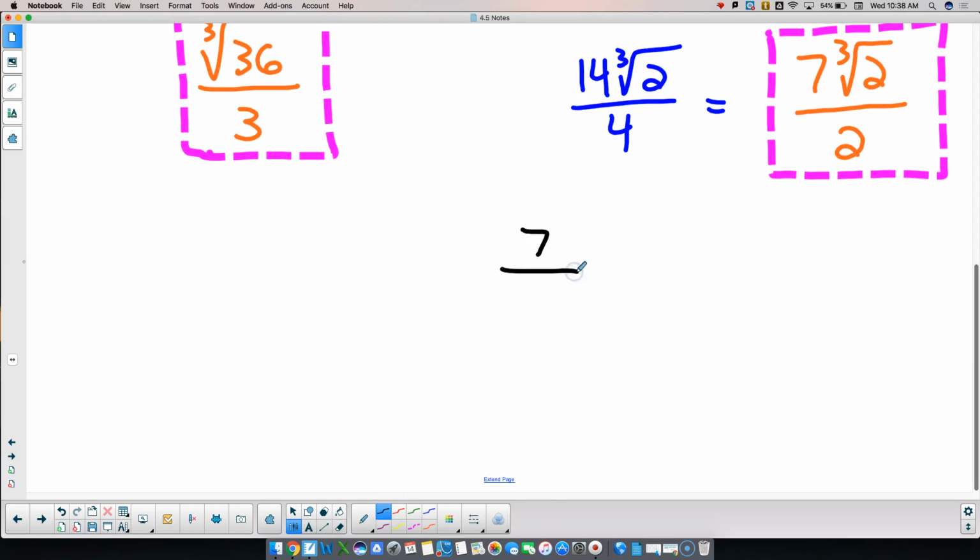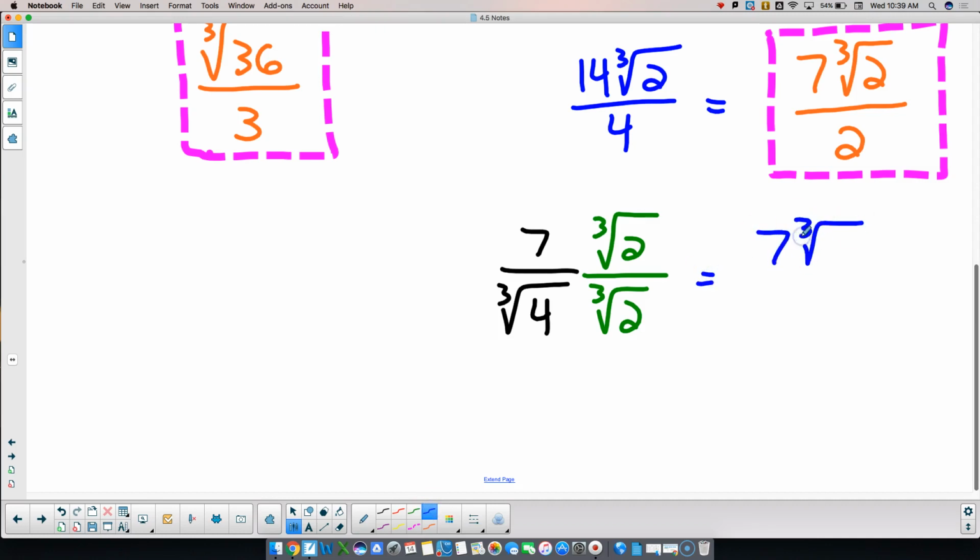7 cube root of 4. Brett, what did you multiply by? Square or cube root of 2 over a cube root of 2? Yeah, because the cube root of 2 over the cube root of 2 is still multiplying by 1, so it's still legal there. Top here becomes 7 cube root of 2. Bottom becomes the cube root of 8, which is 2. And I get right there.